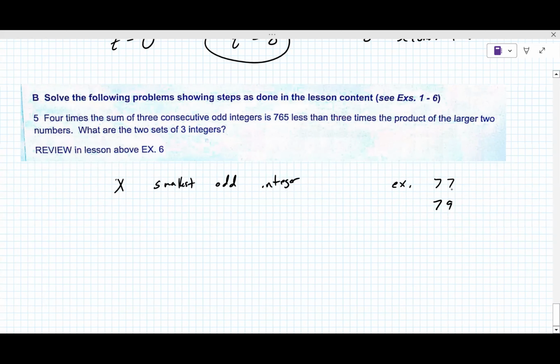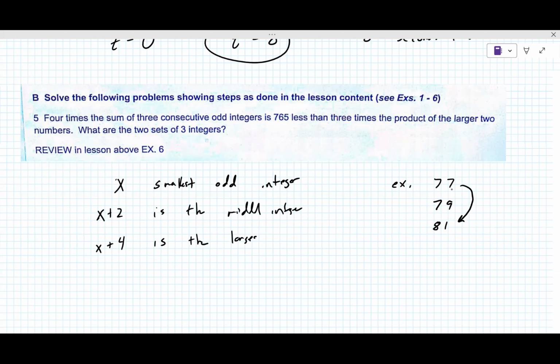Well, you add 2. So x plus 2 is the middle integer. Now the next one is 81. How do you go from 77 to 81? What do you add in this case? You add 4. Yes. So you might think that there are 3 variables, but it's actually 1 variable, and you're just adding 2 to it and then adding 4 to it.